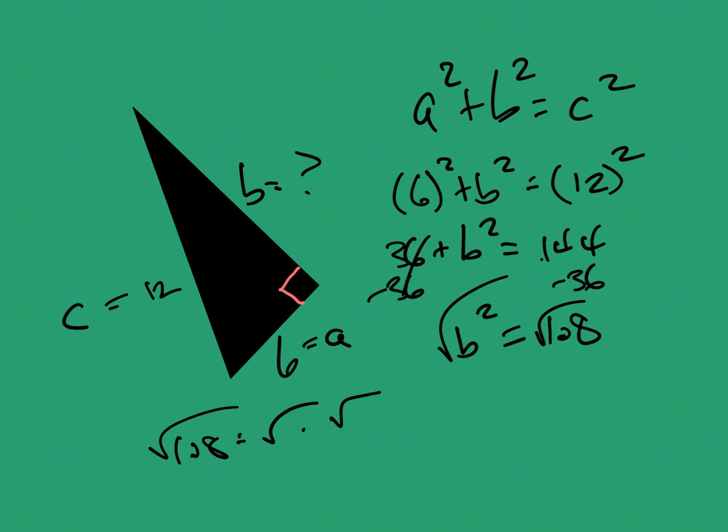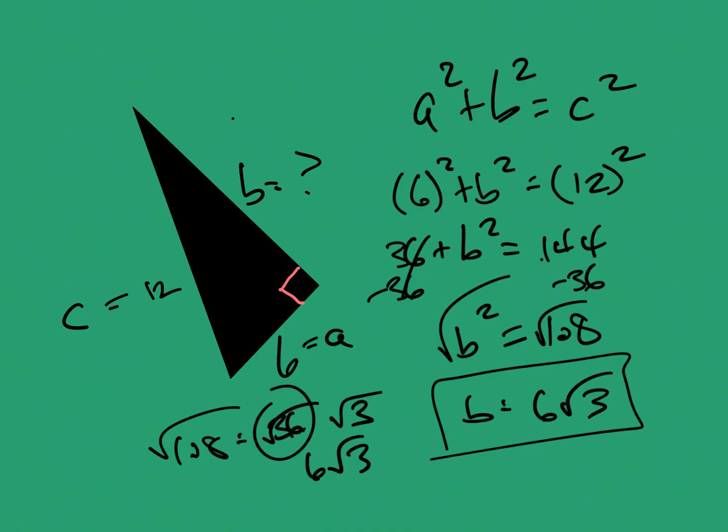108 divided by 36? 3. 36 and 3. Again, if you don't know, calculator, 108. Start dividing 108 by perfect square numbers. Start big, work small. To get to 36, gives you 3. You go, man, 36 and 3. Square root of 36 becomes 6 root 3. That is an exact answer.